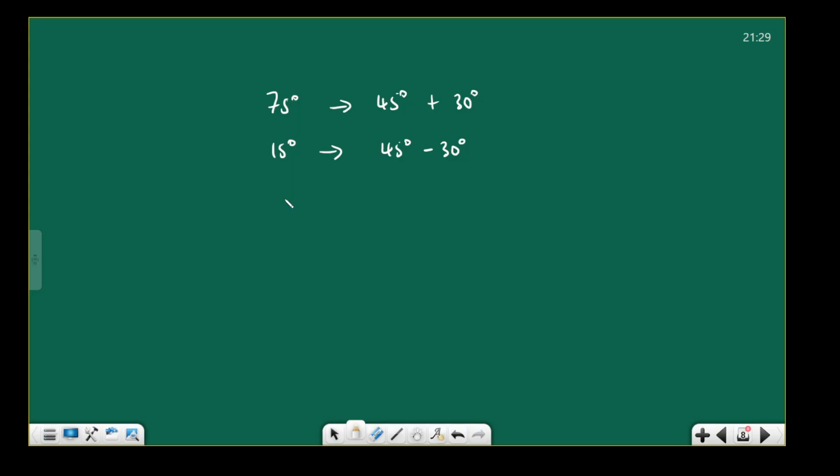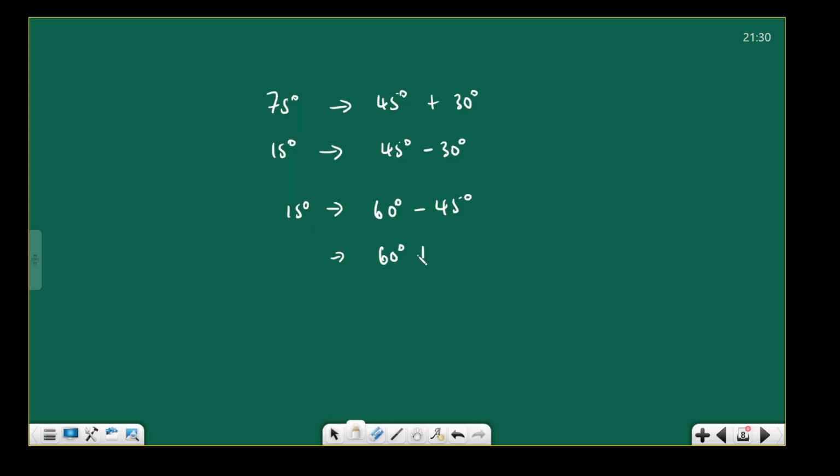Yeah, these are the most common ones in terms of those that can be written like that. But we also have, if I have 60 minus 45, what will I get? 60 degrees minus 45 degrees is 15 degrees again. So 15 degrees can also be written like this.